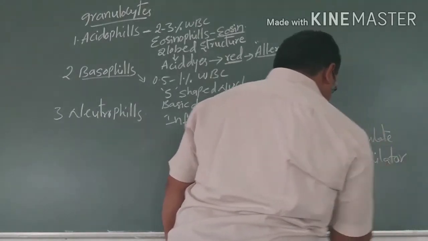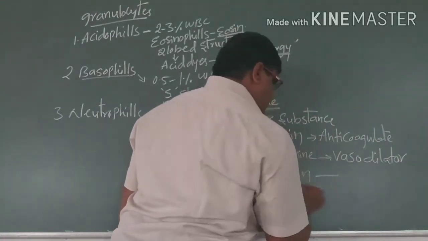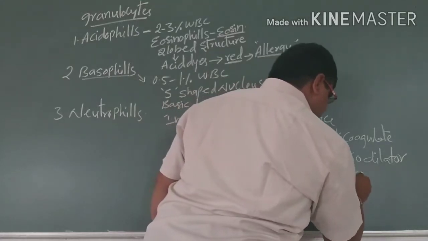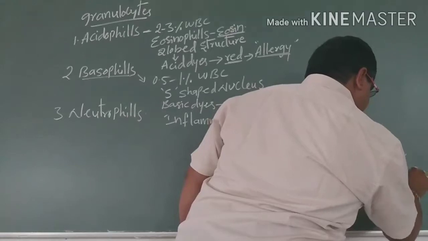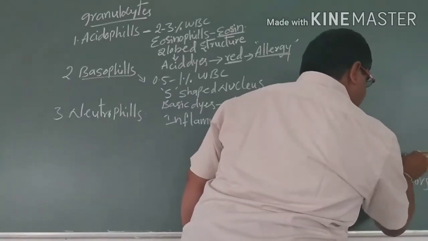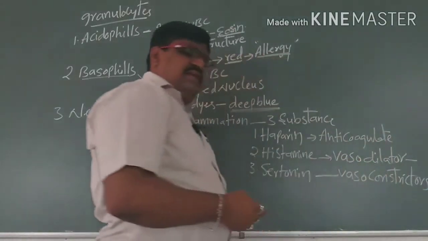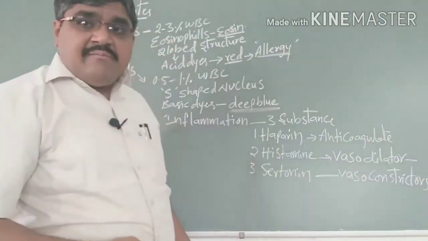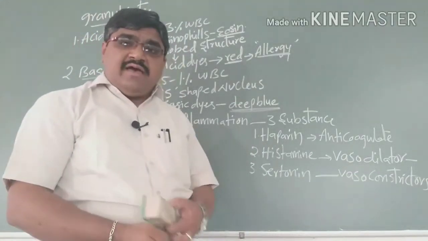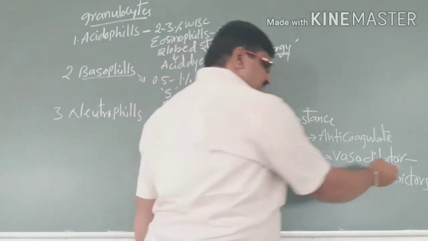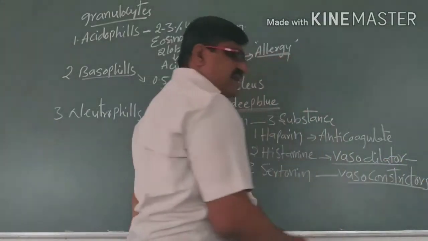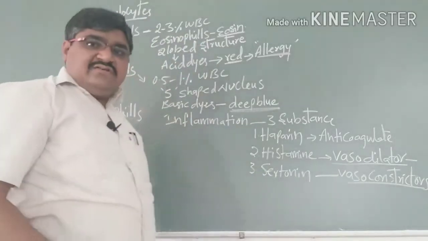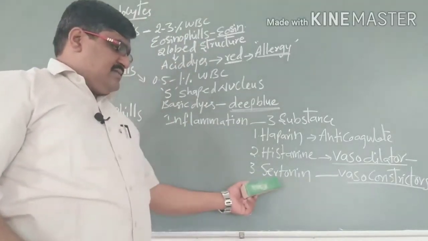And serotonin will act as a vasoconstrictor. Vasodilators are helpful for increasing the lumen of the blood vessels. We can call them vasodilators. Vasoconstrictor means it is helpful for decreasing the lumen of the blood vessels. So they are called serotonin.